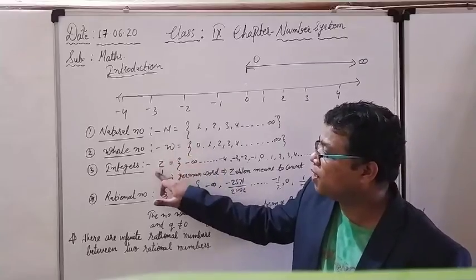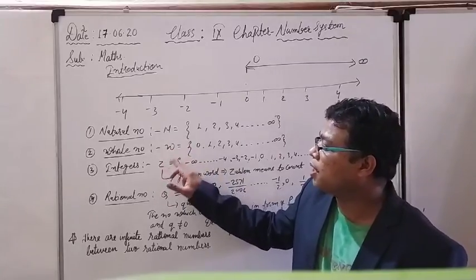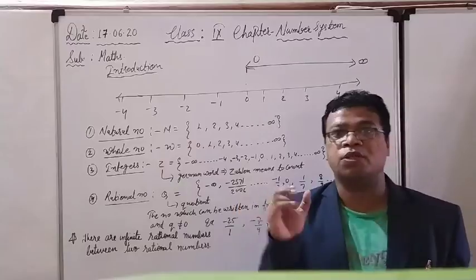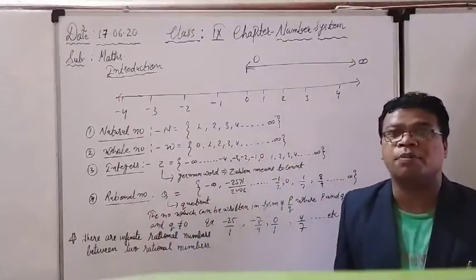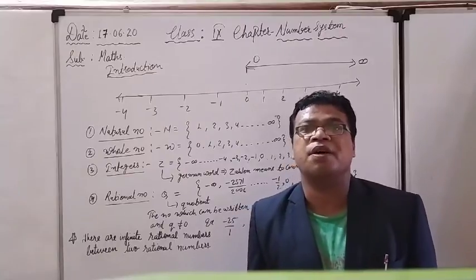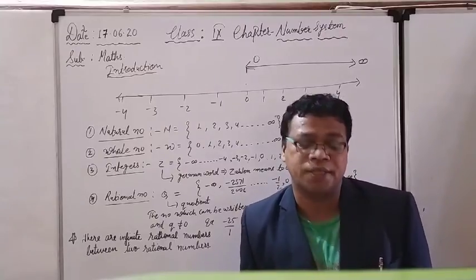You can't say every integer is a whole number. You can't say every integer is a natural number. So these are the things. Right now see the next set of numbers, that is the rational numbers. And this rational number we have also studied in our earlier class.